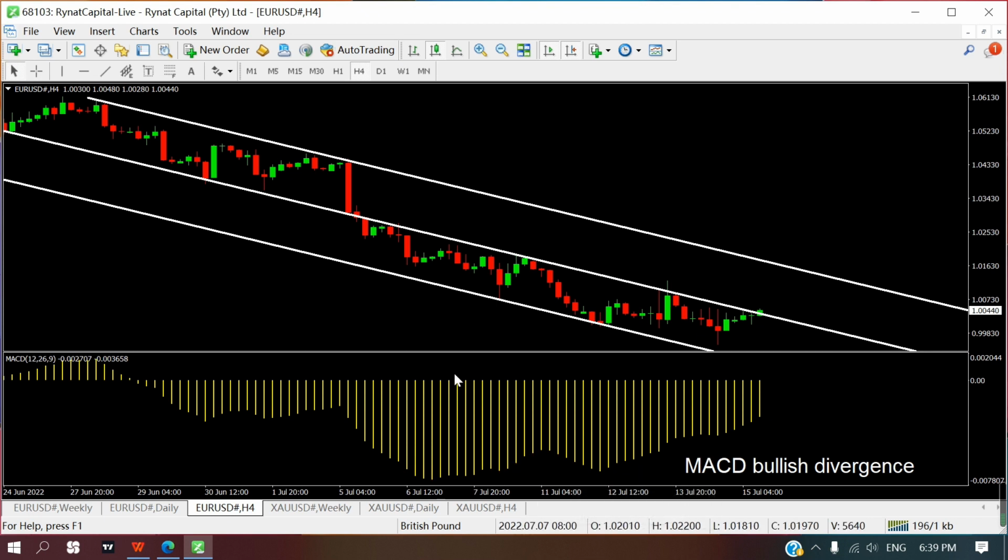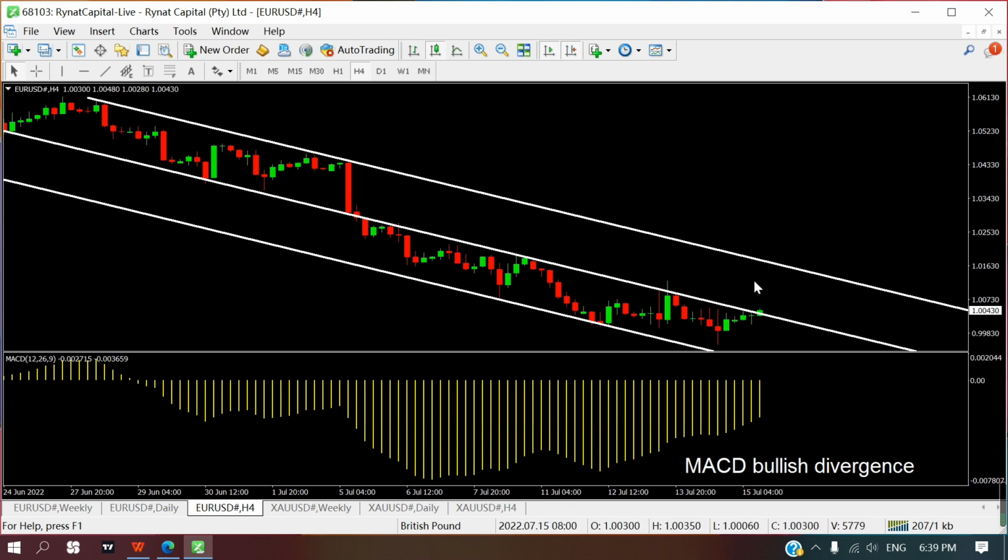We could notice the price is constantly going to drop, but the MACD histogram is actually getting higher. So in this case, we have a MACD bullish divergence, which means the bulls are getting stronger. So in the short term, we could pay attention to a short-term rebound. The price may rebound. We could short trade it after the rebound.